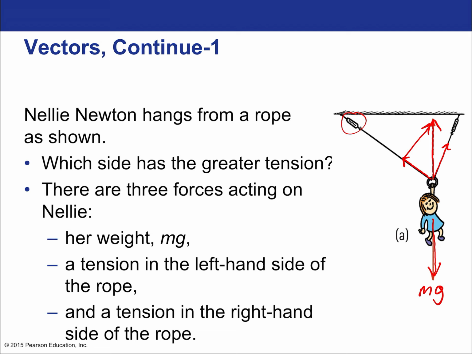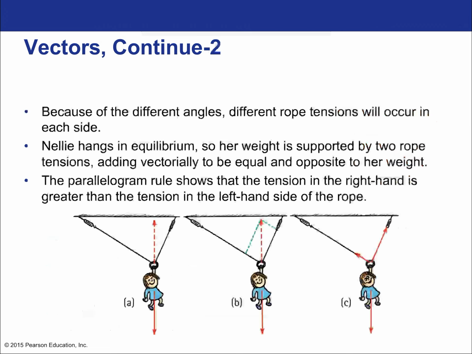Okay, because the two tensions together have to support Nellie, otherwise Nellie falls. All right? But because the ropes are not at the same angle, the tensions are not equal. Okay, the next slide gets into it in some more detail. Because of the different angles, different rope tensions will occur on each side.